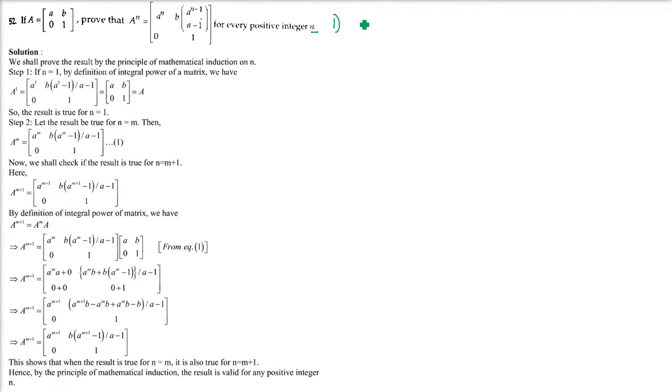First step, we need to prove that this is true for n equals 1. When we put n equals 1, this has to be true. So this is a raised 1, a raised n is a raised 1, n equals 1. This will be a raised 1, 0, b into a raised n minus 1. Please remember what you see in the question. It seems like it is a raised n minus 1, that is a raised to the power n minus 1. But it is not like that. It is a raised to the power n minus 1 divided by a minus 1.